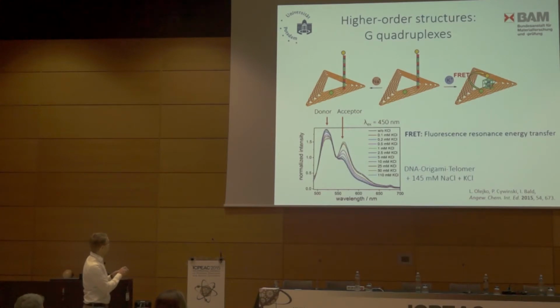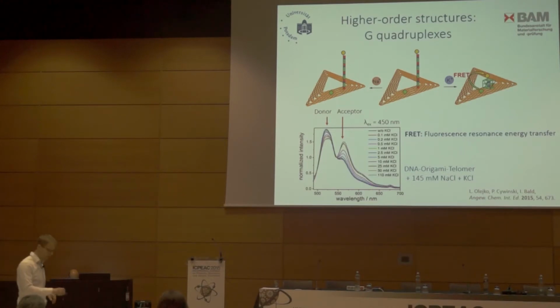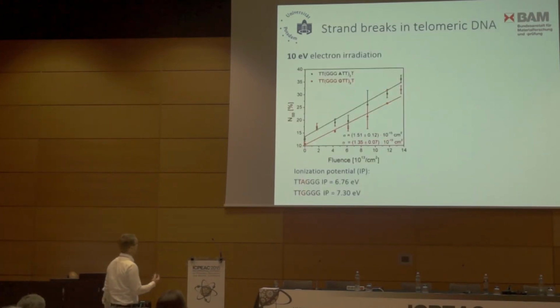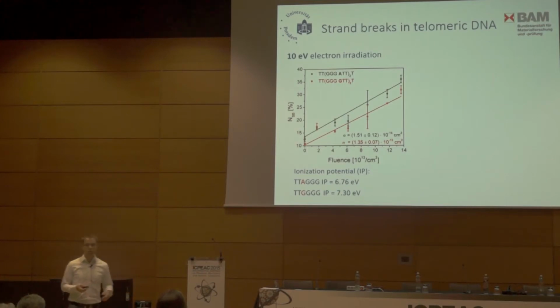And this is an example of a fluorescence spectrum. When we subsequently add potassium chloride, then the fluorescence emission of the donor dye decreases and the emission of the acceptor increases, indicating the folding process of this guanine quadruplex. So we can prepare these different structures, and we irradiated them to determine the strand break cross sections.